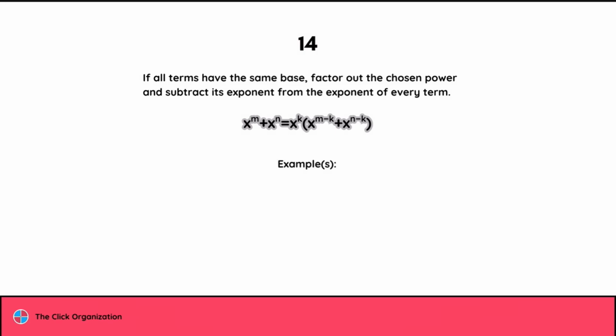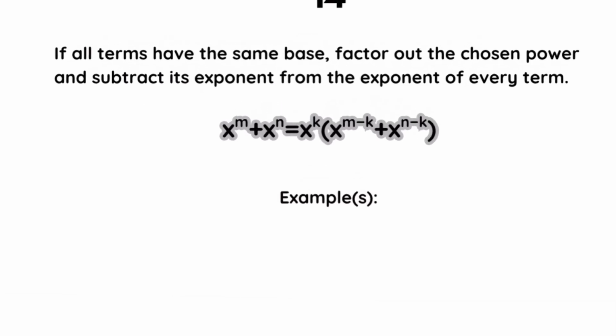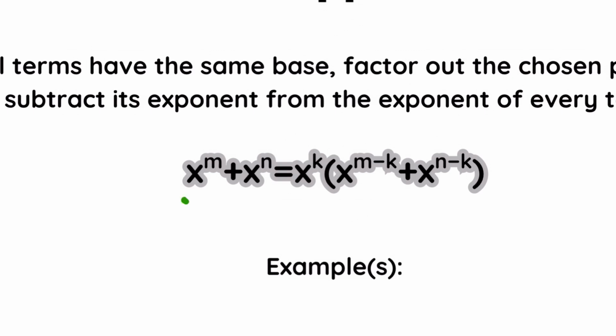The 14th rule: if all terms have the same base, factor out the chosen power and subtract its exponent from the exponent of every term. It's basically factorization. So for example, I have x to the power of m plus x to the power of n. Because I have the same base, x and x, I am going to factor out x with a chosen power, so k, and then I'm going to subtract k from m and n, which are the exponents in here.